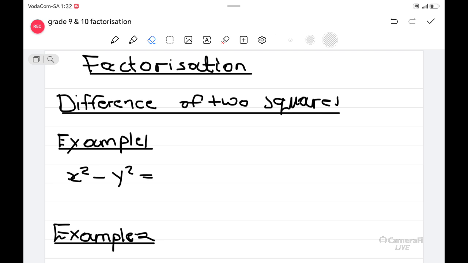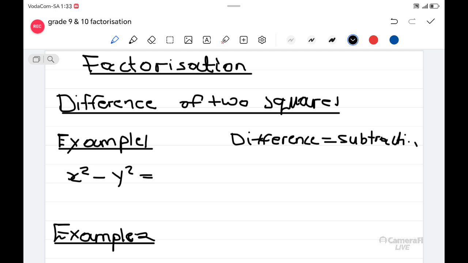We will be doing factorization, difference of two squares. So we know what is the meaning of the word difference. We are familiar with it. The meaning of difference in mathematics means subtraction. Difference means subtraction. So we are subtracting two squares. Is the difference of how many squares? Two squares. So these are perfect squares.